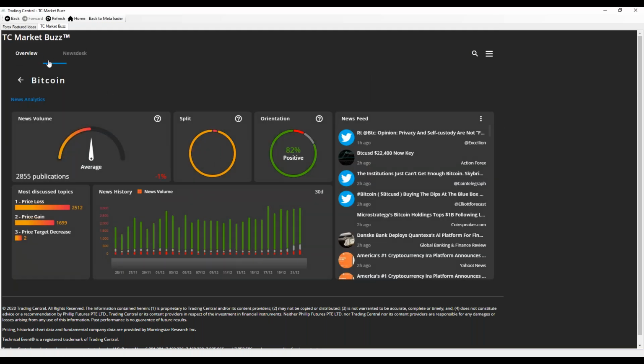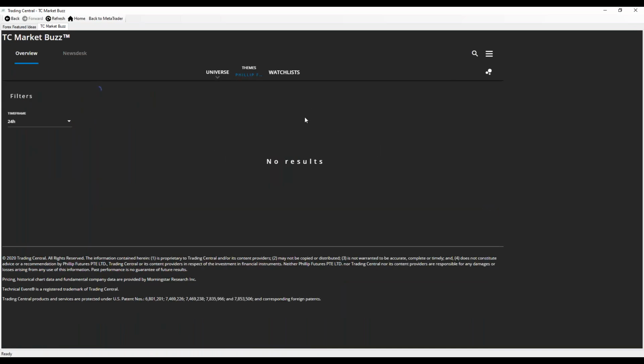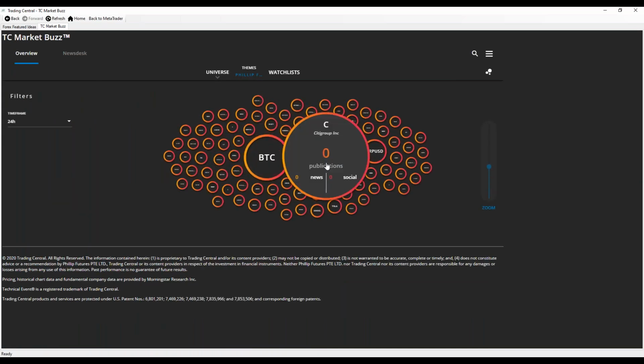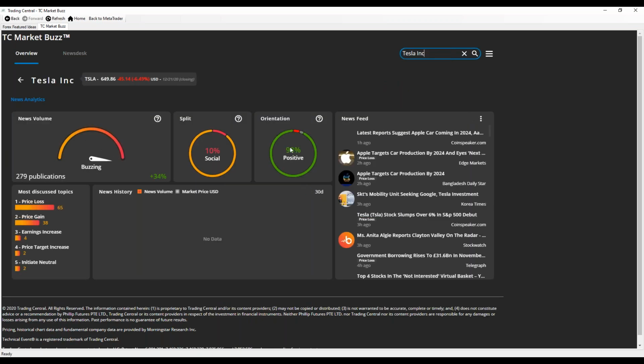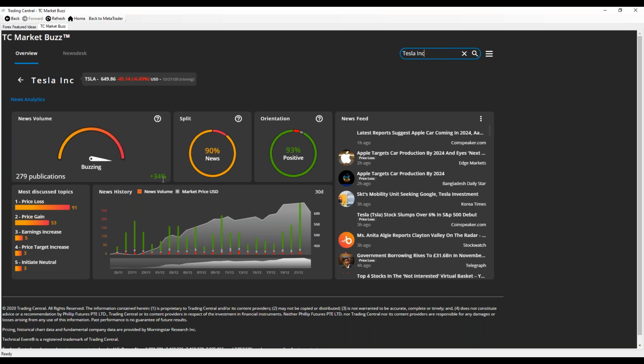You can always identify what's hot in the market. Of course, although Bitcoin is hot, let's say you are not trading Bitcoin. Let's say you're into EV and looking at Tesla. You can search for Tesla, and it gives you an analysis over here. Tesla is actually quite hot. There are more publications recently, although nothing compared to Bitcoin, just 279. The majority is news and 10% is social. Based on all these publications, 93% is positive, so they are bullish on Tesla. 5% is negative and 3% is neutral.